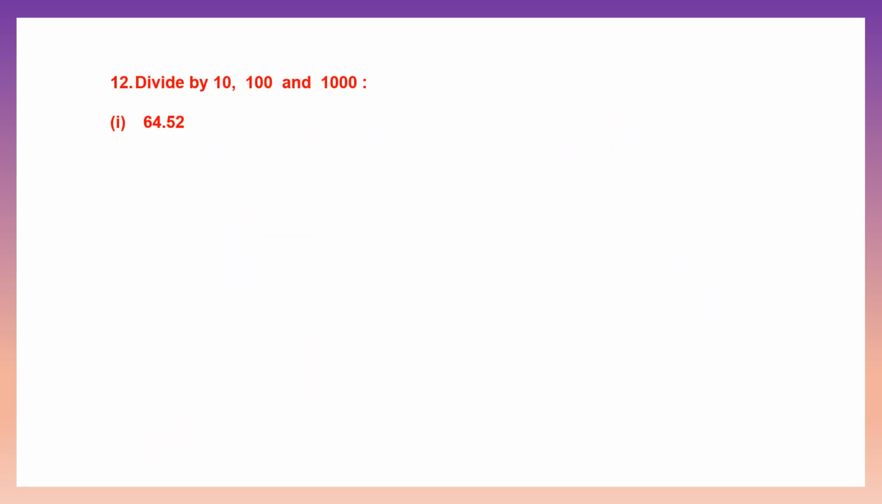Question 12. Divide by 10, 100 and 1000. So take this number 64.52 and first divide it by 10. When you multiply, remember we move the point to the right. When you divide, you move the point to the left. So the point moves one place to the left and goes there. So now what's our answer? 6.452. Now let's take 64.52 and divide it by 100 this time.